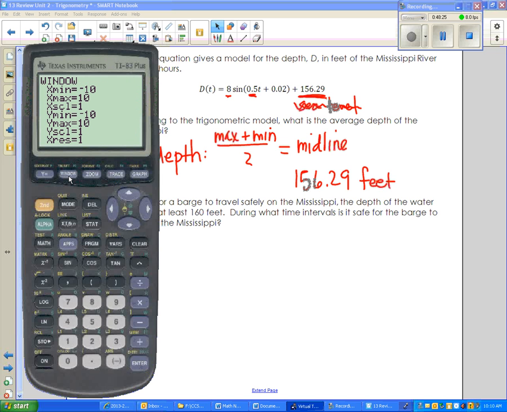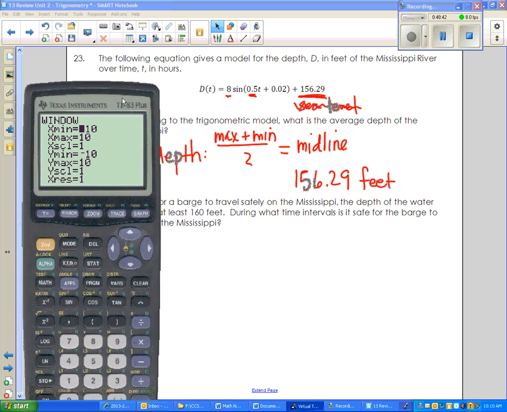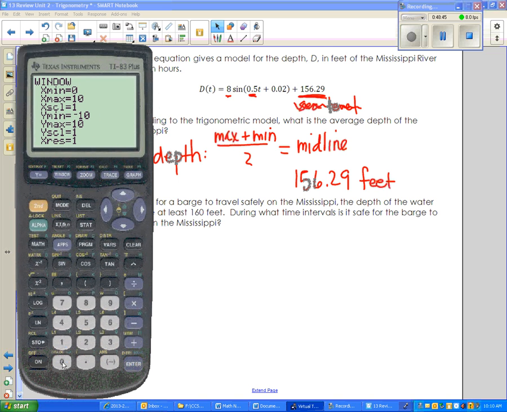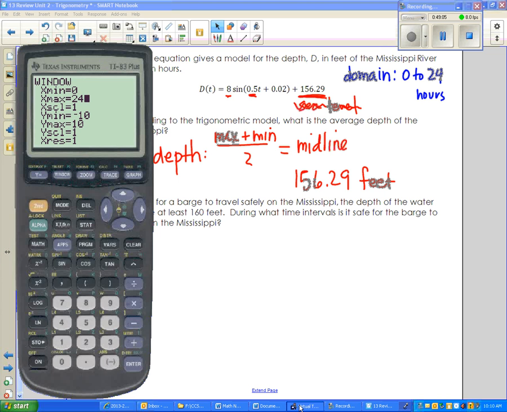The other thing you need to do is set your window appropriately. So you really do have to understand what the variables represent. T in this case is our input. It's going to correspond to our x variable. And we're told that T is measured in hours. And we're looking for the depth of the Mississippi over time. So if I'm dealing in hours, an appropriate domain or time interval, I'm not going to go back in time, so I don't need any negative values. And since I'm dealing with hours, I think 1 full day is an appropriate domain. And so on the test, you're actually going to see questions relating to the domain. And so the domain in this case would be from 0 to 24 hours. That makes the most sense if we talk about 1 full day.